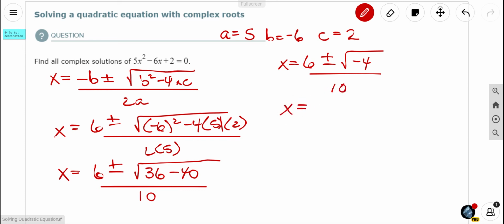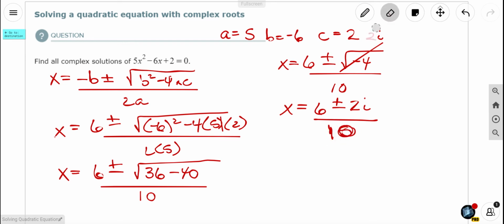X is equal to 6 plus or minus. Now you could take the square root of -4. It's 2i. The square root of 4 is 2. The square root of -1 is i. So 2i over 10. I don't know why I put 5. You see how that's ugly. Sorry, guys. Here, I have to erase that.